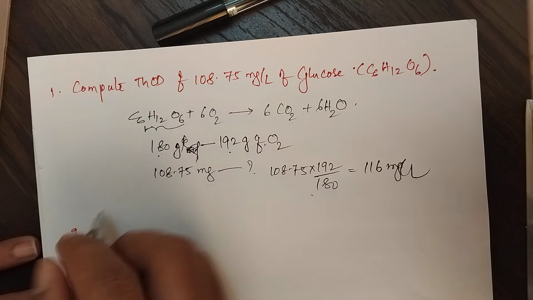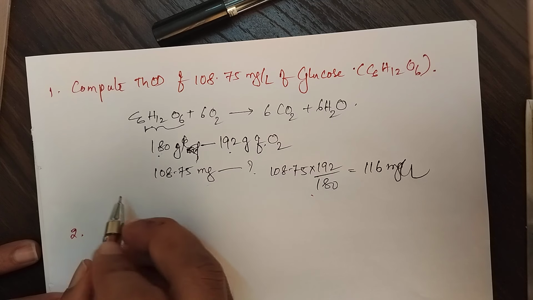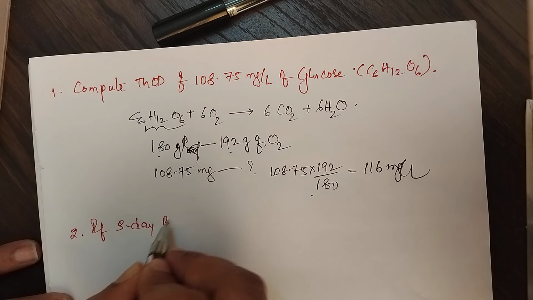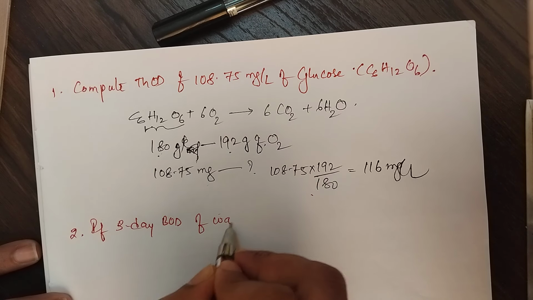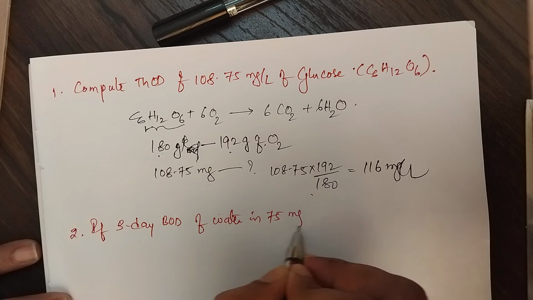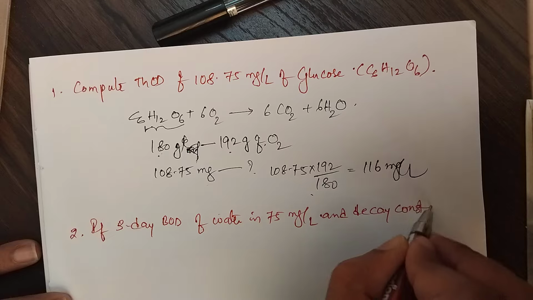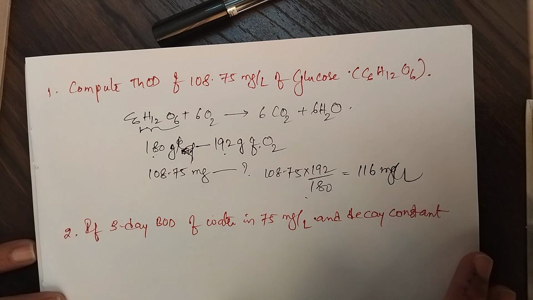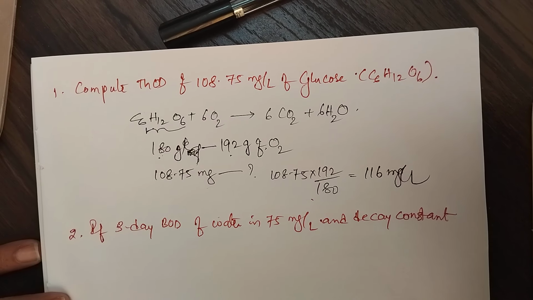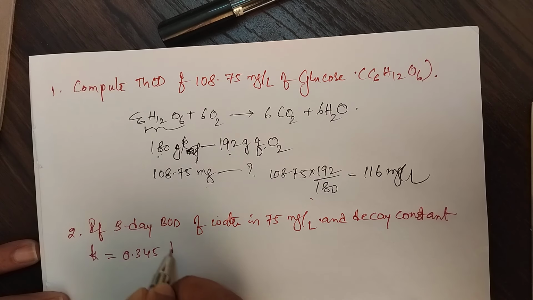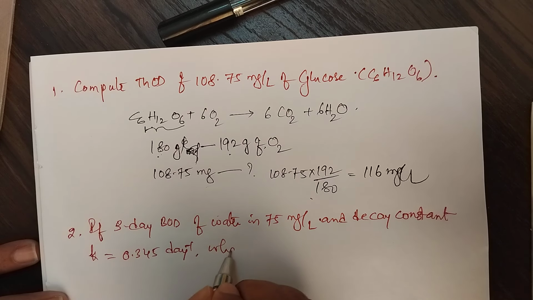Next question. If 3-day BOD of water is 75 milligram per liter and BOD decay constant K is equal to 0.345 day inverse, what is ultimate BOD?